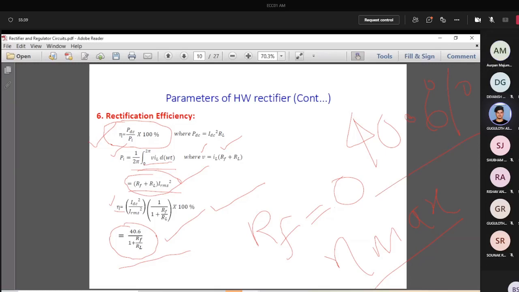Here, RF means forward resistance, or ripple factor? Obviously, it's indicating the forward resistance of the diode. So that is about the rectifier.